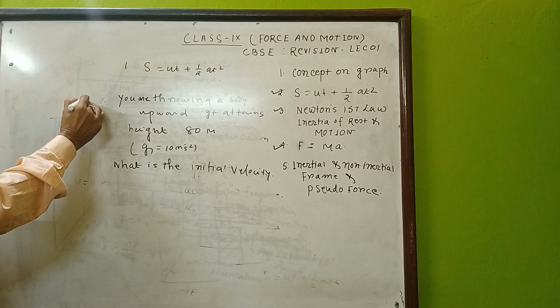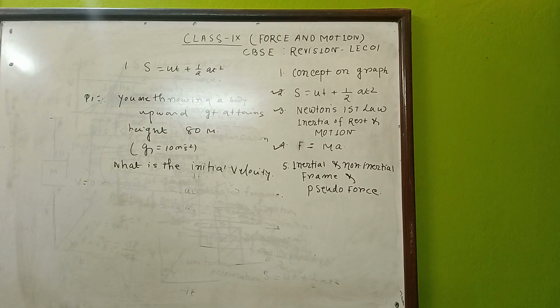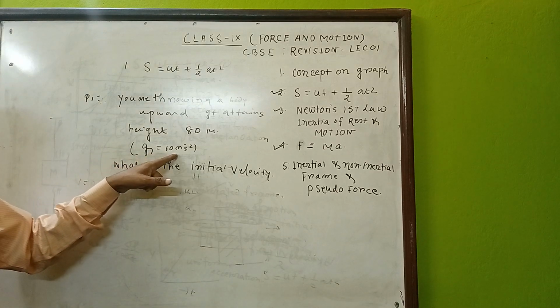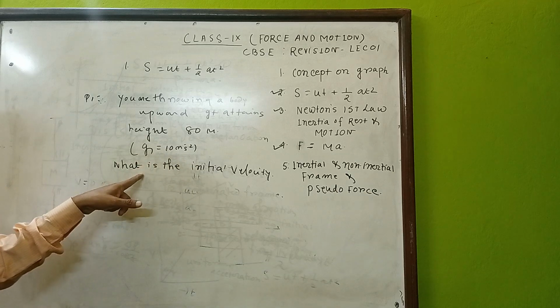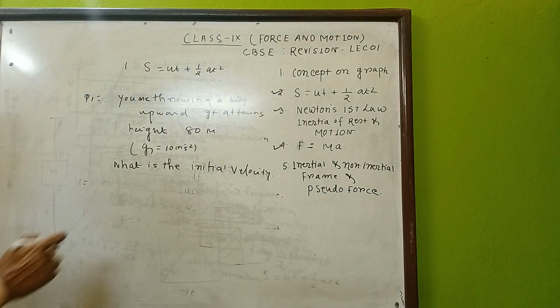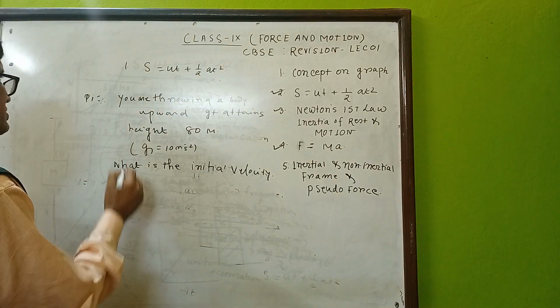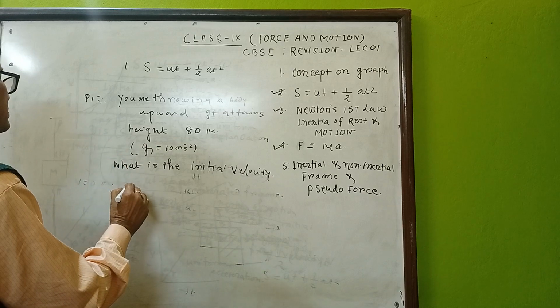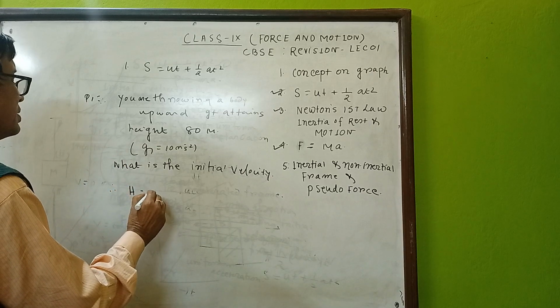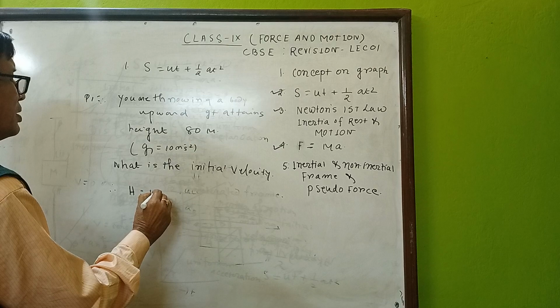Problem number 1. You are throwing a body upward. It attains a height of 80 meters against gravity. Acceleration due to gravity is 10 meters per second squared. What is the initial velocity? Which formula must you use? Height h equal to u.